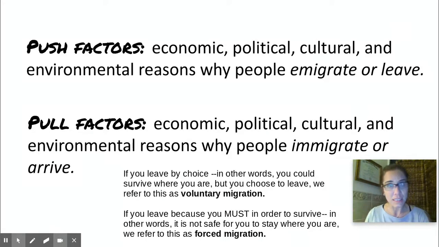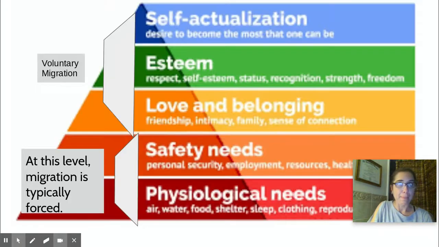And it's important to distinguish between the two because we're going to be looking at government policies that are going to address issues. And sometimes they're going to need to look at why people are leaving their country and coming into another country. Is it by choice or is it because they don't have a choice?